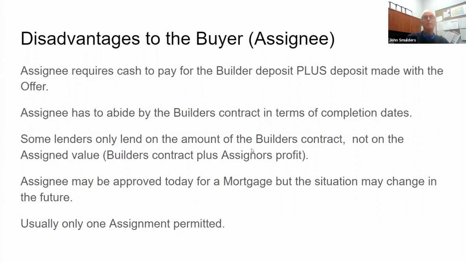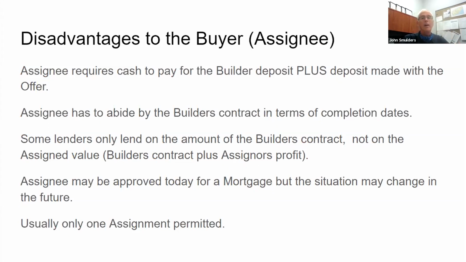Disadvantages to the buyer. One of the biggest disadvantages to the buyer is that the assignee requires cash to pay for the builder's deposit plus the deposit made with the offer, okay? So how does it work?